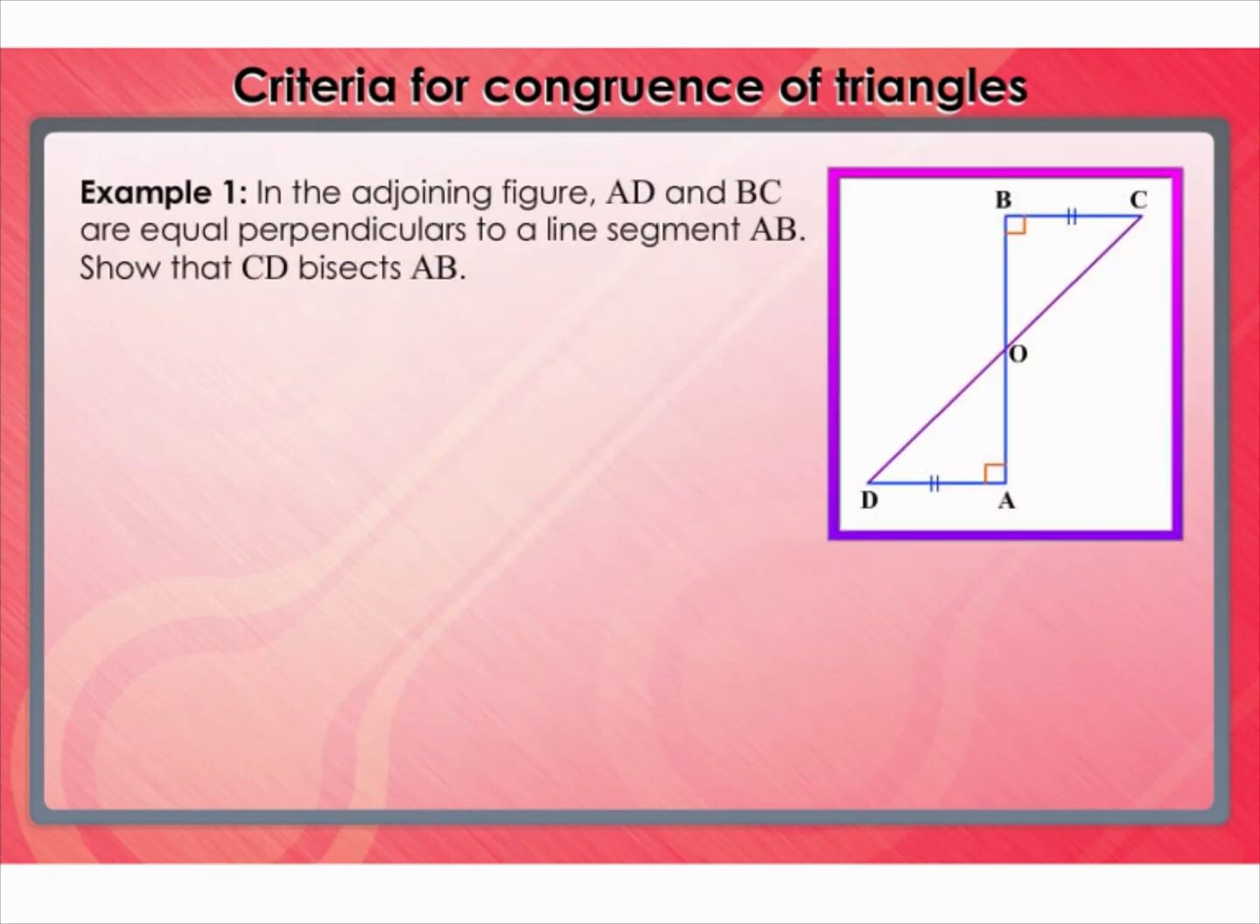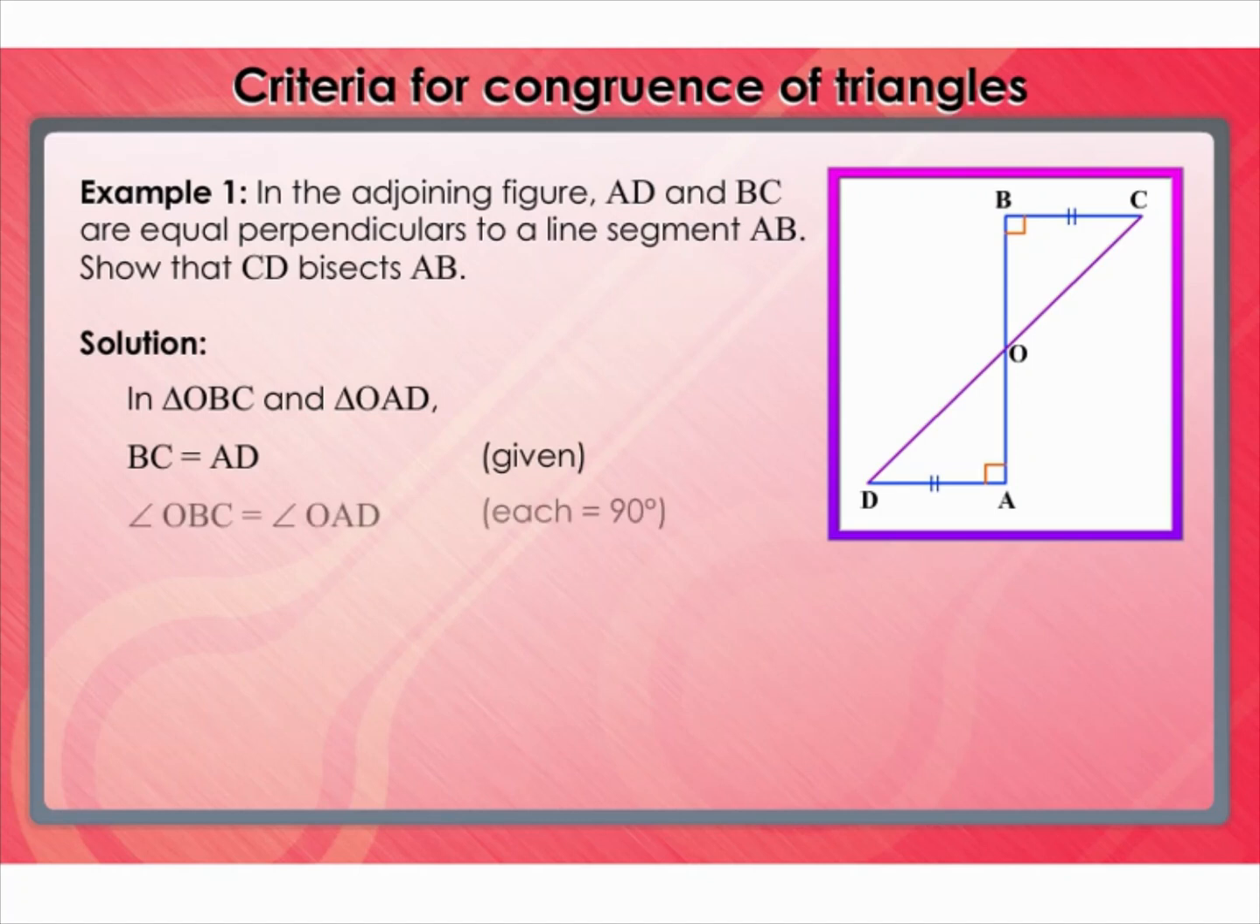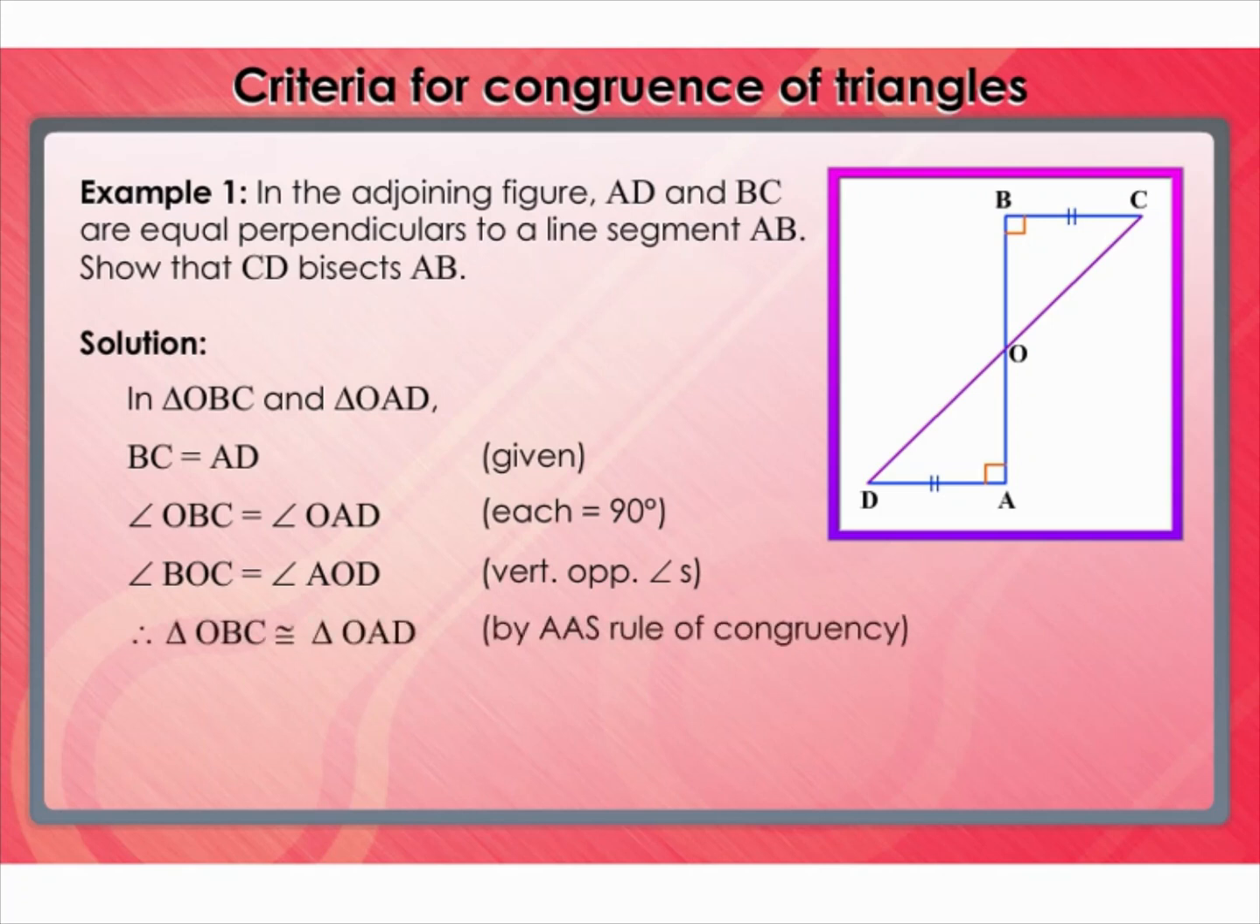Consider the example. In the adjoining figure, AD and BC are equal perpendiculars to a line segment AB. Show that CD bisects AB. In triangles OBC and OAD, BC is equal to AD, angle OBC is equal to angle OAD, since each angle is equal to 90 degrees, and angle BOC is equal to angle AOD, since they are vertically opposite angles. Thus, by the AAS rule of congruency, triangle OBC is congruent to triangle OAD. Therefore, OB is equal to OA by the CPCT theorem. This implies CD bisects AB.